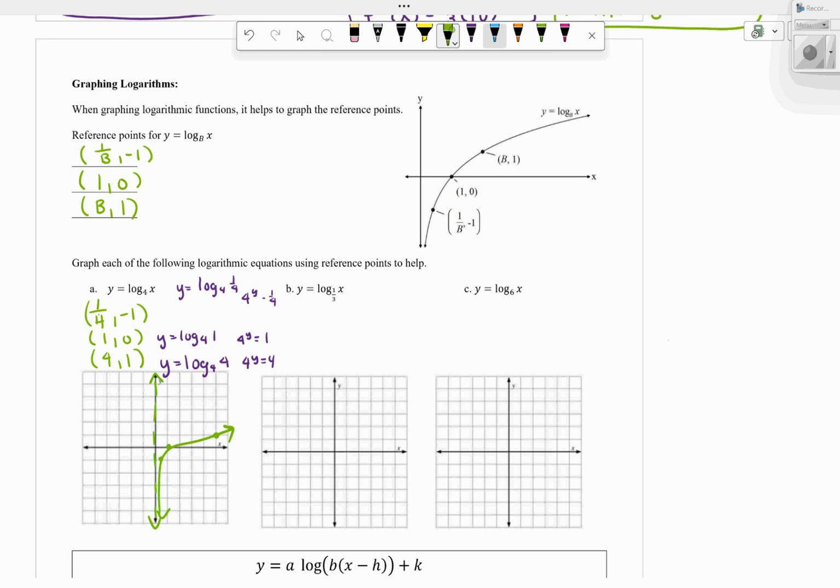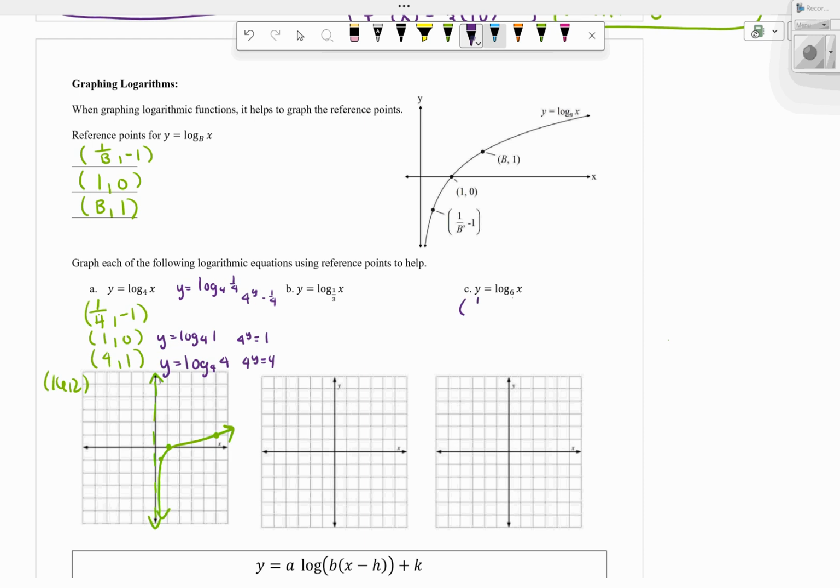So that would be my graph. And if my graph went further, because this is a base of 4, I'm going to think about powers of 4. We know 4 to the first power is equal to 4. That's why we have the point 4, 1. If I was graphing another point here, the next point would be 4 squared, which is 16, so 16, 2. Next, let's look at number 6, question C, which is the log base 6, and then we'll come back to question B.